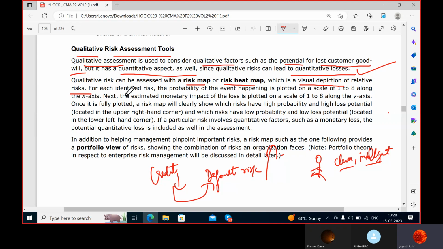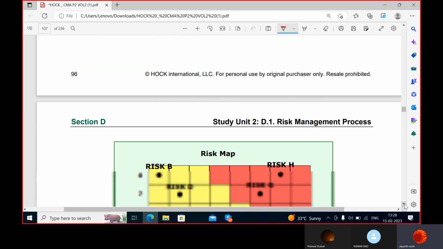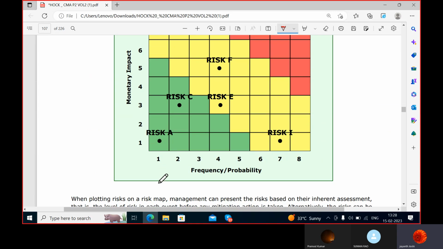So for each identified risk, we look at the probability of the event happening. We are picking up one risk here and seeing the chances of that happening, or some events that can cause these kinds of risks. We plot them on a scale of 1 to 8. That is the practice here. So I'll show you the figure here. They have put the probability of the risk happening on a scale of 1 to 8 on the x-axis.